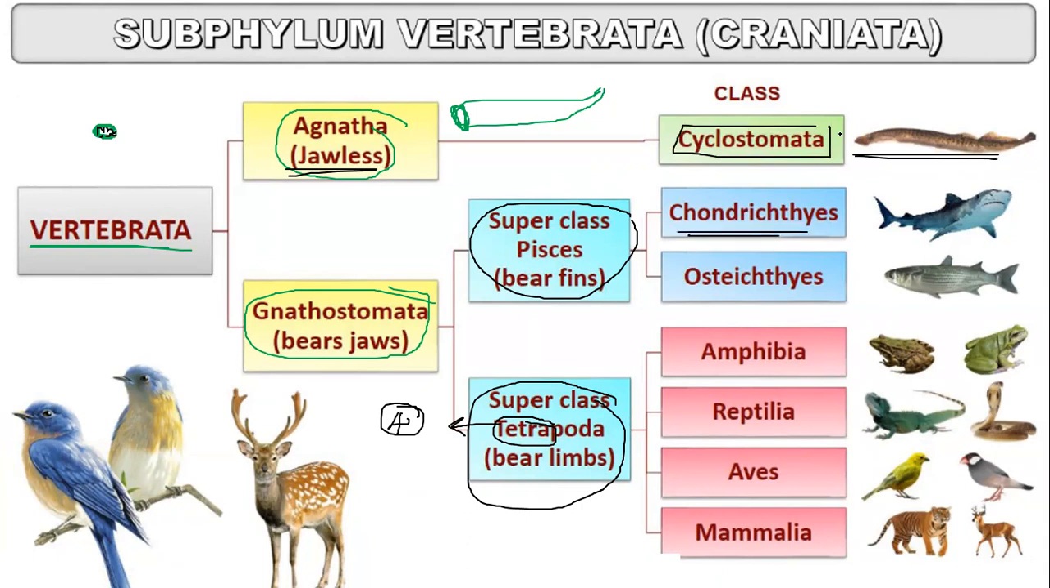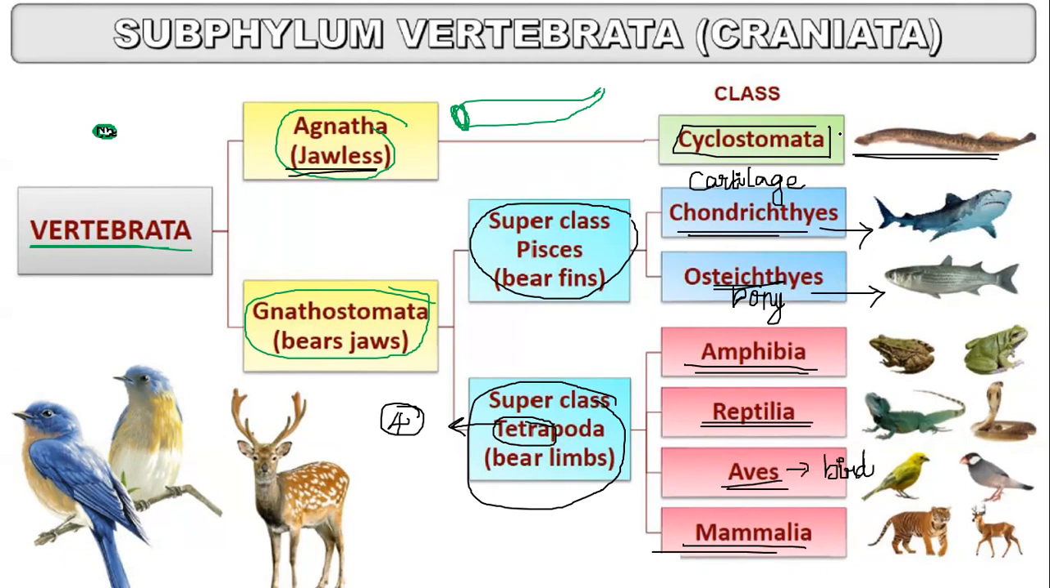Chondrichthyes. What do you mean by Chondrichthyes? Their body is made up of cartilage. We might have also heard of cartilaginous fishes and bony fishes. So Chondrichthyes is the cartilaginous fish, and Osteichthyes is the bony fish. Amphibia lives both on land and in water. Reptilia, reptiles. Aves, and mammals. What do you mean by Aves? Aves means they are the birds.